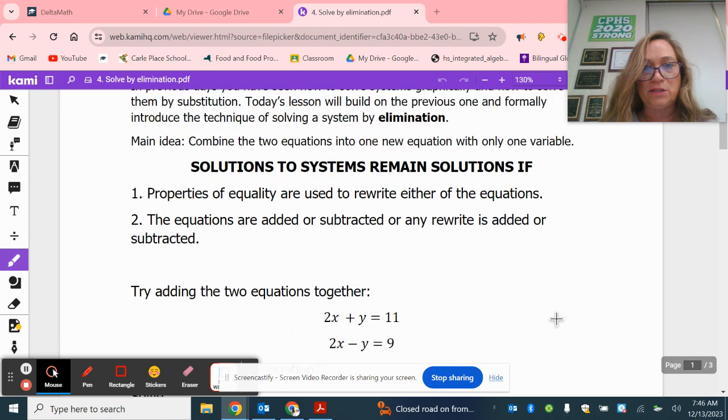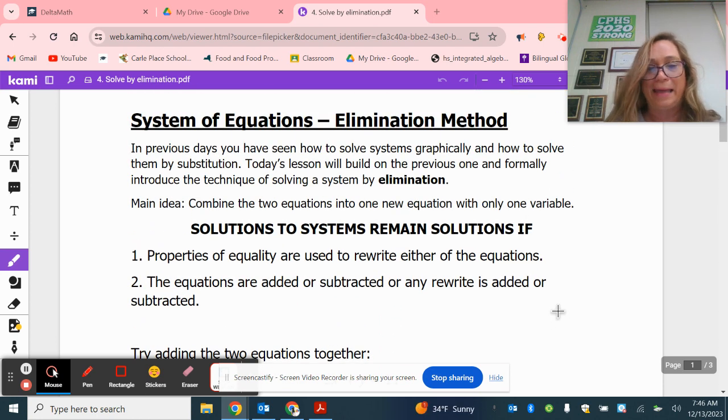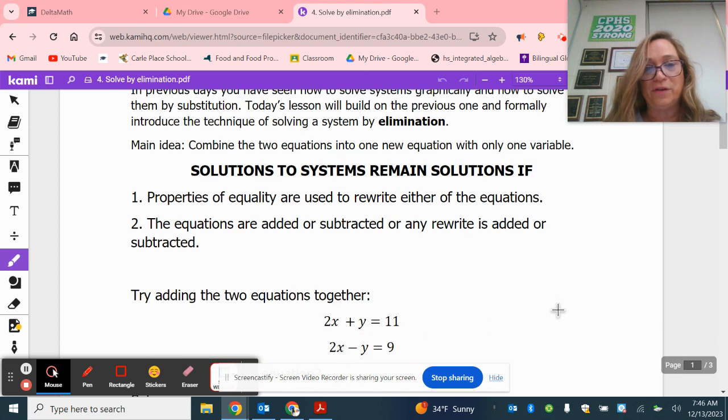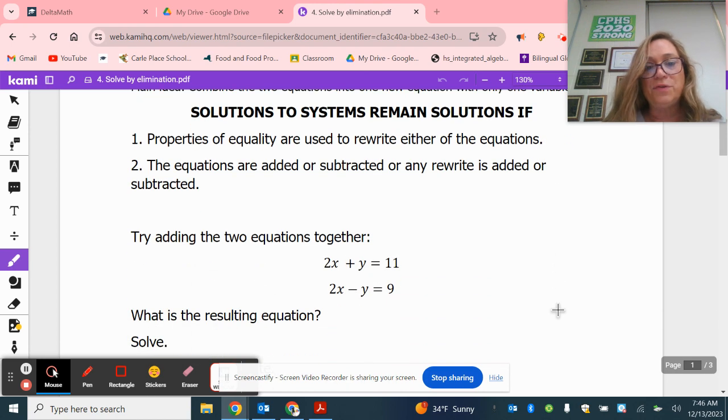Not feeling so great. So this is the next page in our packet, and it is a review from last year, so hopefully you're feeling pretty confident. Okay, so this is the elimination method, and the elimination method works upon the properties of equality and the fact that you can add equals to equals and they're still equals.